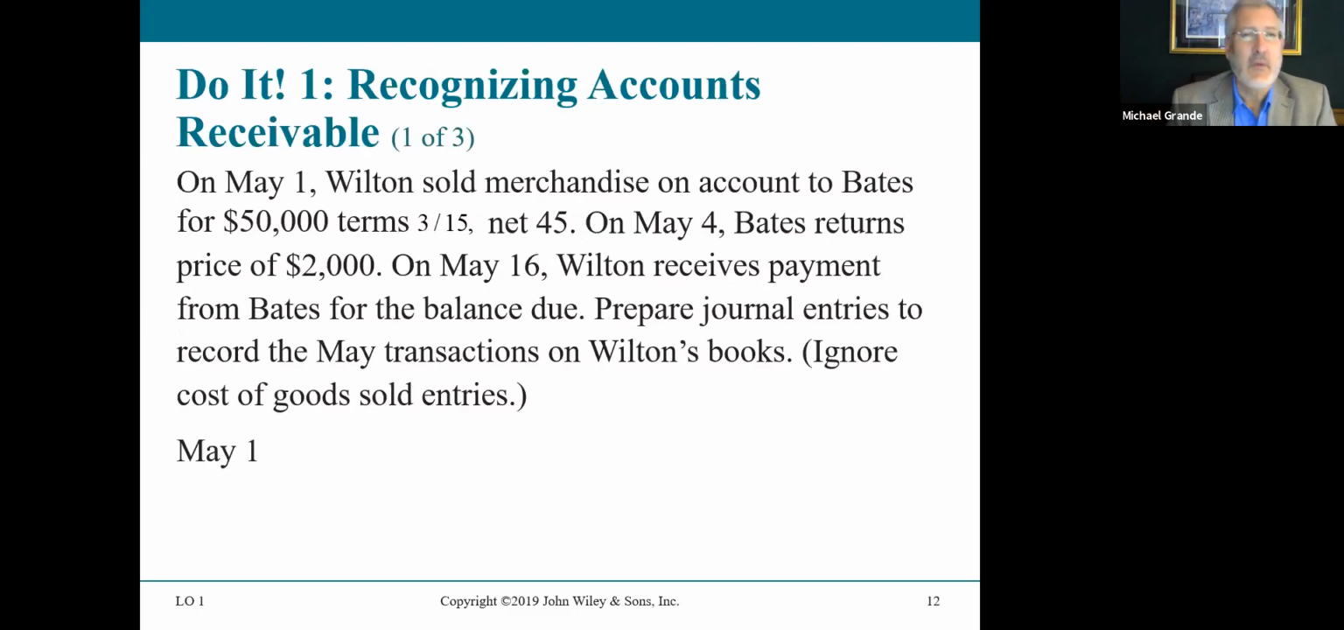On May 1, Wilton sold merchandise on account to Bates for $50,000, terms 3/15, 3% if paid within 15 days. Net 45, otherwise all due in 45 days. On May 4th, Bates returns merchandise with a price of $2,000. On May 16th, Wilton receives payment from Bates for the balance due. Prepare the journal entries to record the May transactions on Wilton's books. Ignore cost of goods sold transactions.